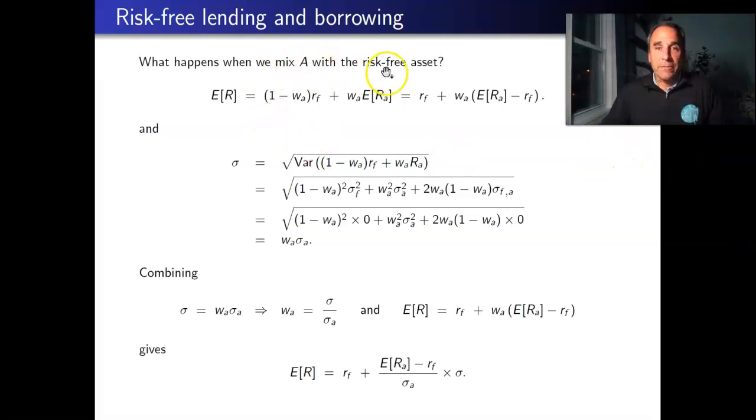If we combine A with the risk-free asset, what do we have? So what's the expected return of a portfolio composed of A and the risk-free asset? So the weight in A is WA. So the expected return of the portfolio is the weight in F times RF plus the weight in A times the expected return of A, which we can arrange as follows: the risk-free rate plus the proportion invested in A times the difference with respect to F that A gives us.